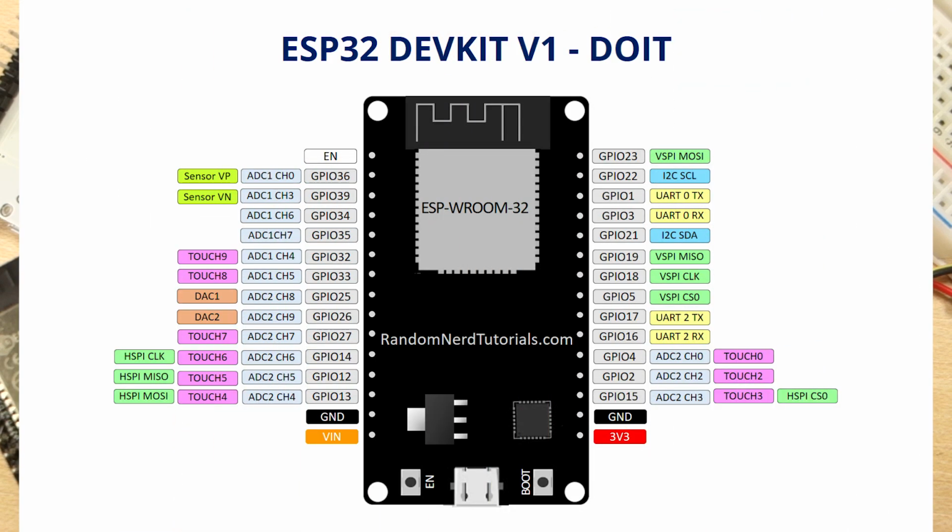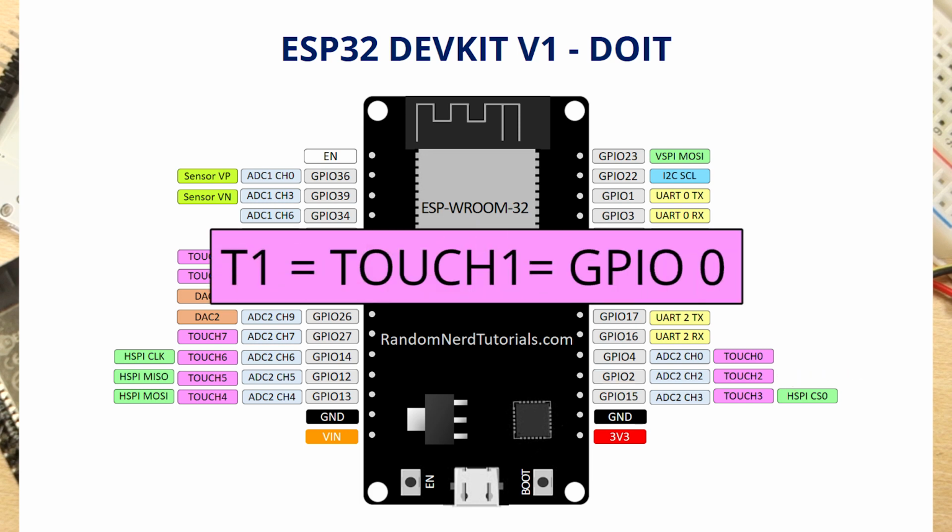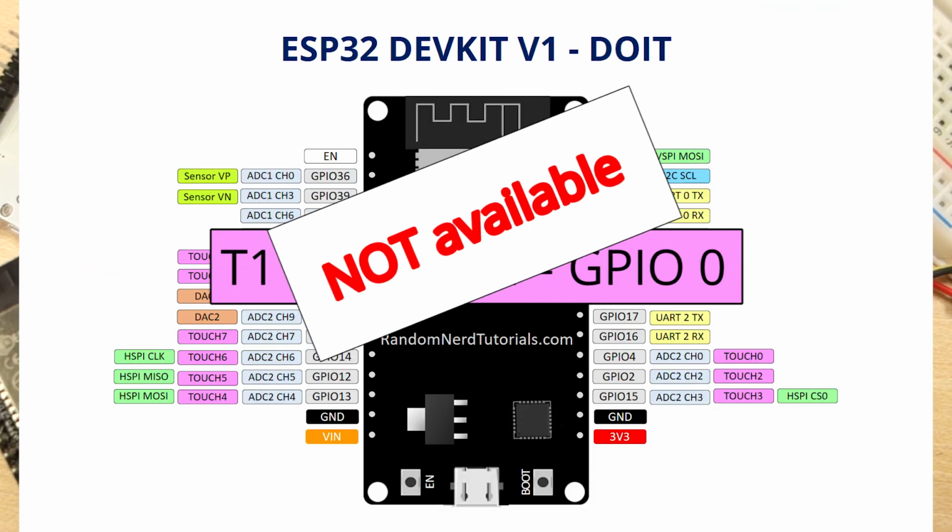Take a look at your board pinout to locate the 10 different touch sensors. You can see that touch sensor 0 corresponds to GPIO 4, touch sensor 2 to GPIO 2, and so on. Note that touch sensor 1 is GPIO 0, however, it's not available as a pin in this particular board.